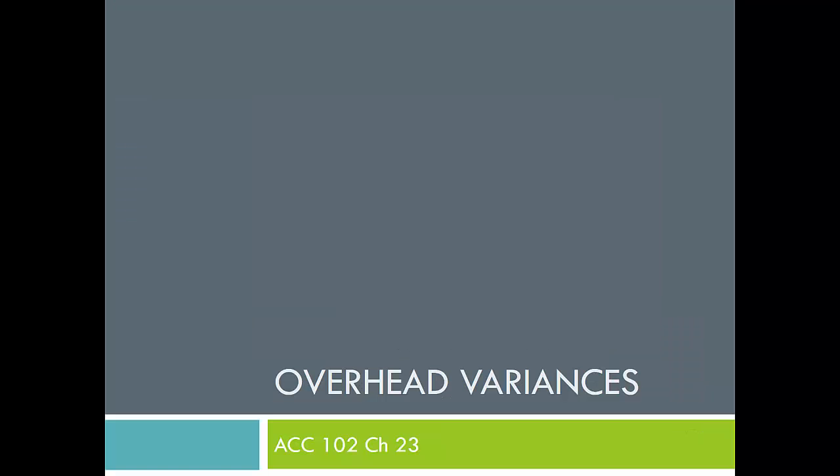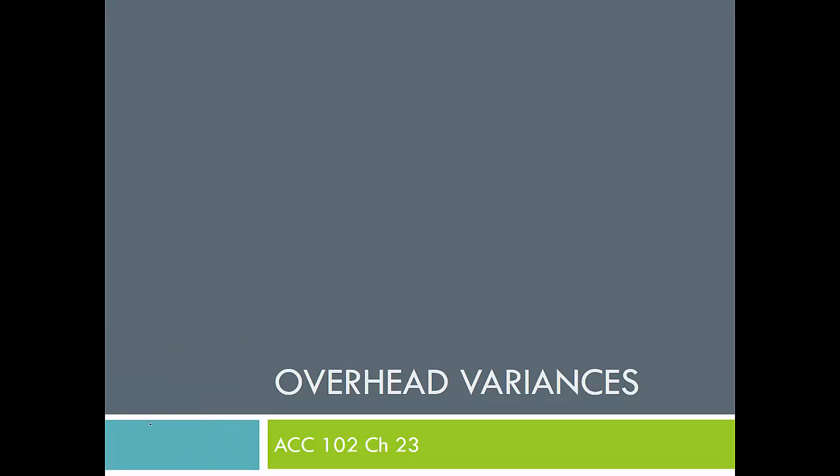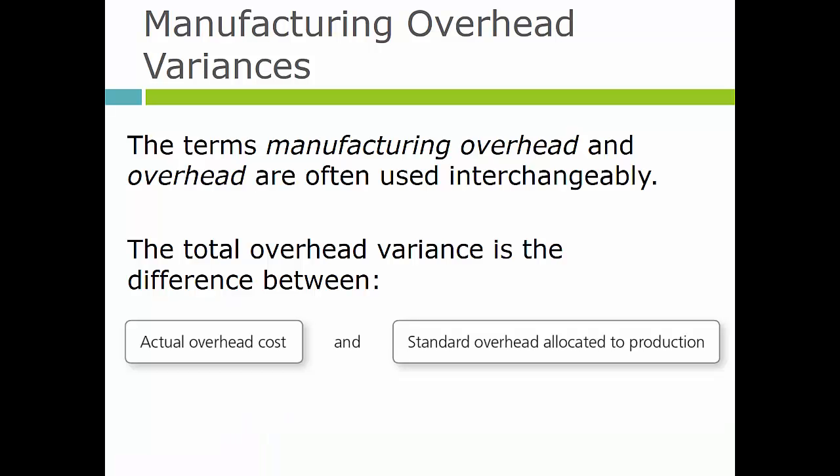Hi guys, I was getting some questions from this section from chapter 23, the overhead variances. So I just wanted to go through part of that chapter. This is from the PowerPoints that I already posted, but I just wanted to work through a couple problems there. Most people seem okay with the direct material and the direct labor variances, as those are a little bit more straightforward. So I just wanted to go through the overhead variances.